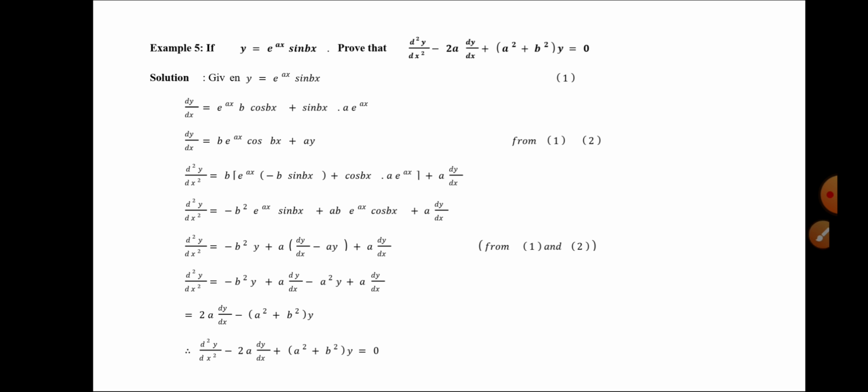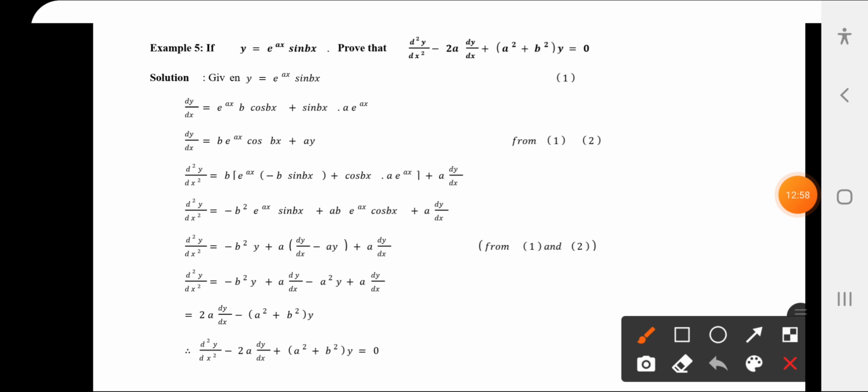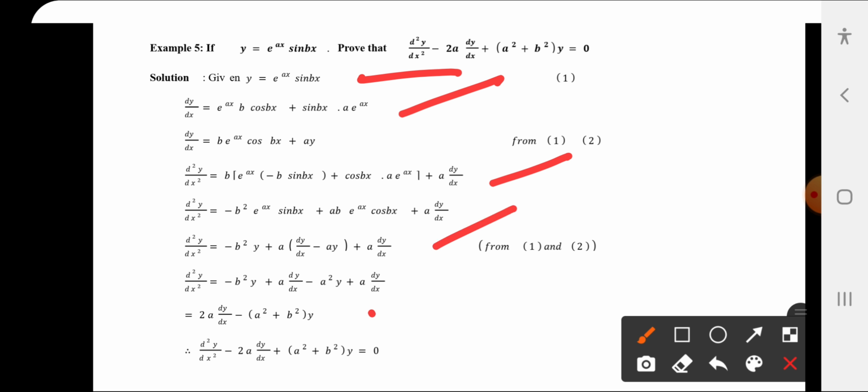y is equal to e power ax into sin bx. Prove that d square y by dx square minus 2a dy by dx plus a square plus b square into y is equal to 0. So y is equal to e power ax into sin bx, we have to calculate dy by dx. Next the second derivative is this one. On simplification we get d square y by dx square minus 2a dy by dx plus a square plus b square into y is equal to 0.